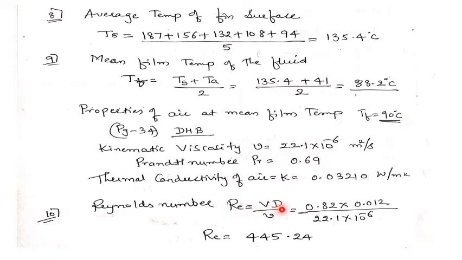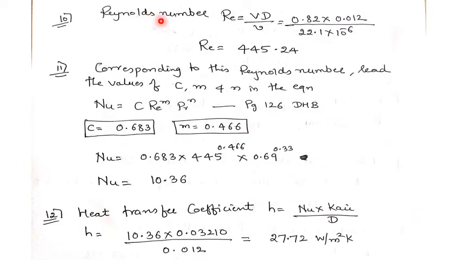Re is given by V into d divided by kinematic viscosity. So velocity we have already calculated, that is 0.82 into diameter of the fin is 12 mm, 0.012 divided by 22.1 into 10 to the power minus 6. This is kinematic viscosity. So my Reynolds number is 445.24. So the same we have calculated here.